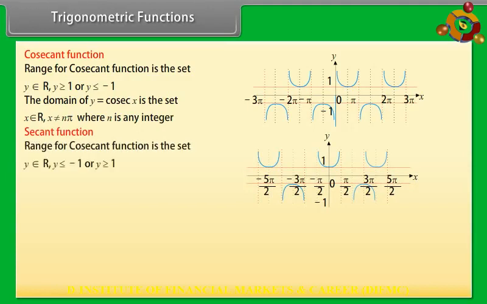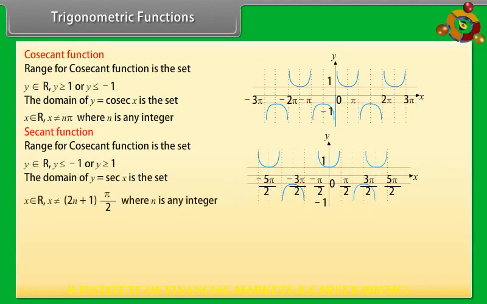Y belongs to real number. Y less than or equal to -1 or y greater than or equal to 1. The domain of y equal to sec of x is the set x belongs to real number, x not equal to (2n plus 1) into pi by 2, where n is any integer.